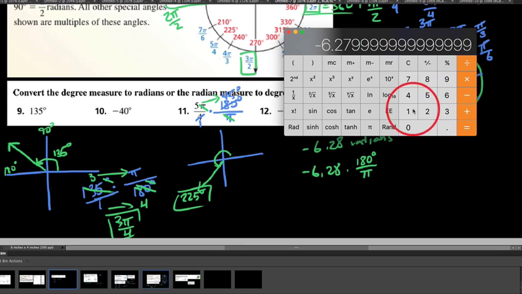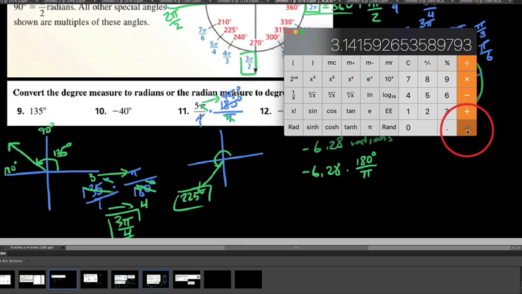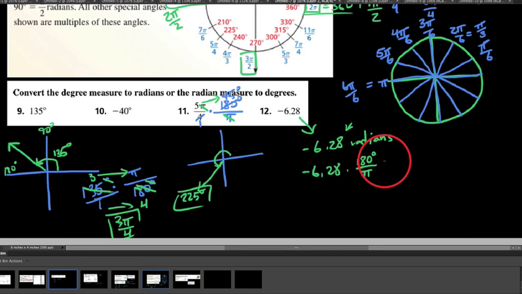We're going to take this times 180. We're going to round anyways. And then divide that answer by pi. So this is roughly like negative 360 degrees. So that's what we wanted anyways, is negative 360 degrees. But approximately negative 360 degrees. And the conversion factor, remember, it always works so long as you've arranged it correctly.